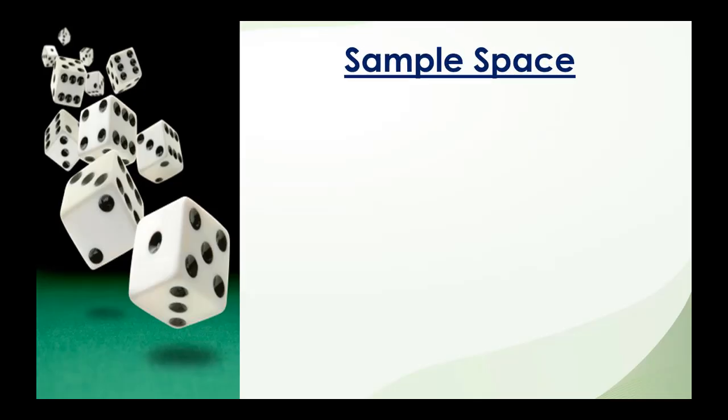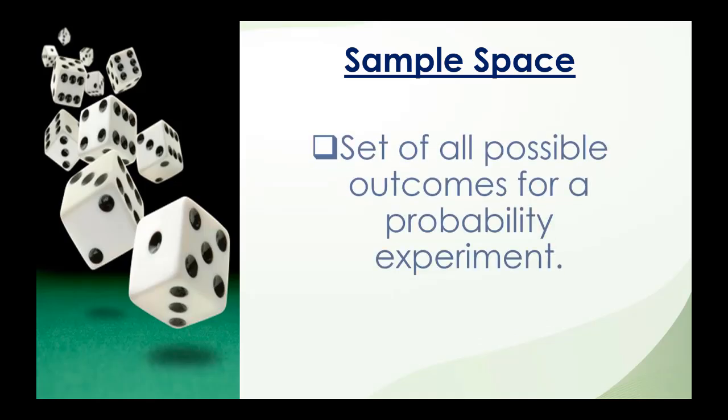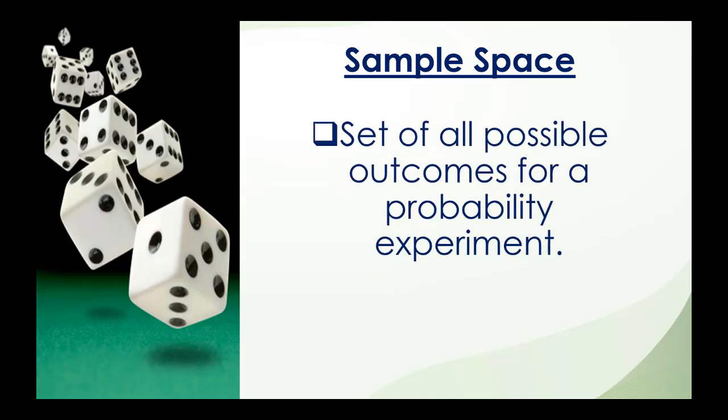After outcomes, we can talk about a sample space. A sample space is the set of all possible outcomes for any probability experiment. So for instance, if you're flipping a coin, there's really only 2 different outcomes, heads or tails. But if you're rolling a 6-sided die, there's 6 different outcomes: 1, 2, 3, 4, 5, or 6. So each different type of probability experiment will have its own set of outcomes, which we call the sample space.